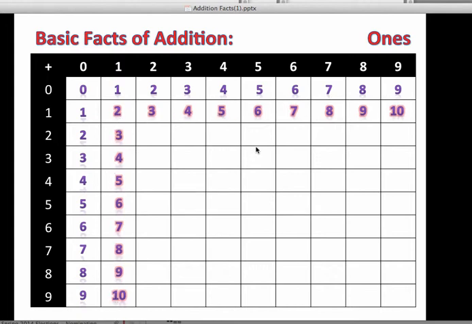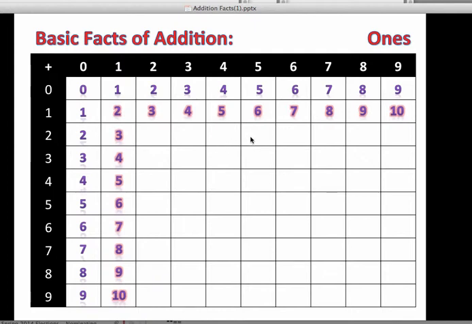So we have taught 19 using the identity element, and 17 using the ones problems. So now we have already gone through 36 different addition problems. There are 100 to memorize. 36 of them are pretty easy.